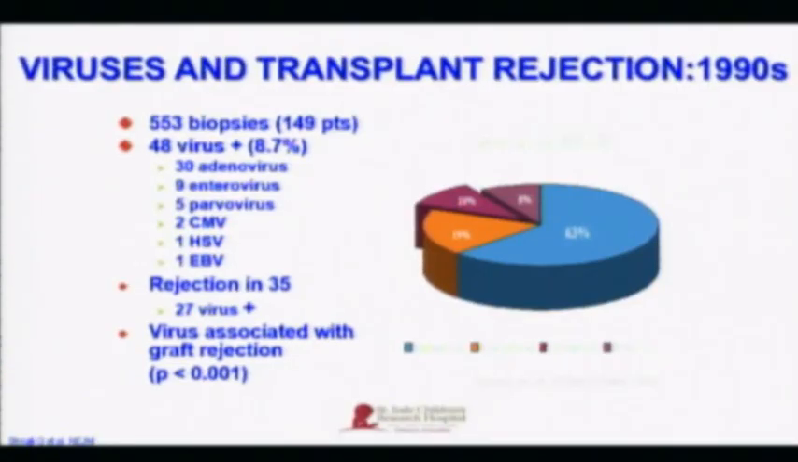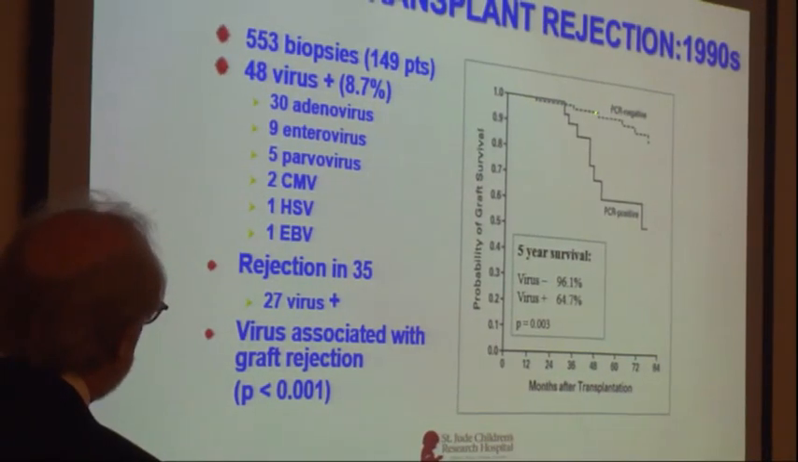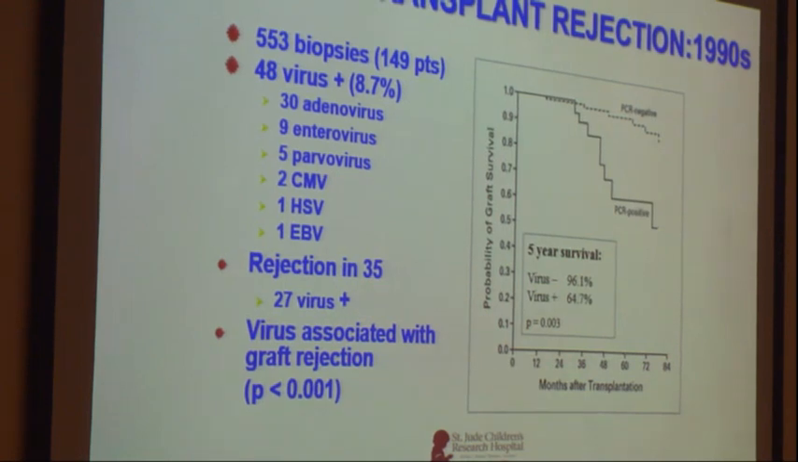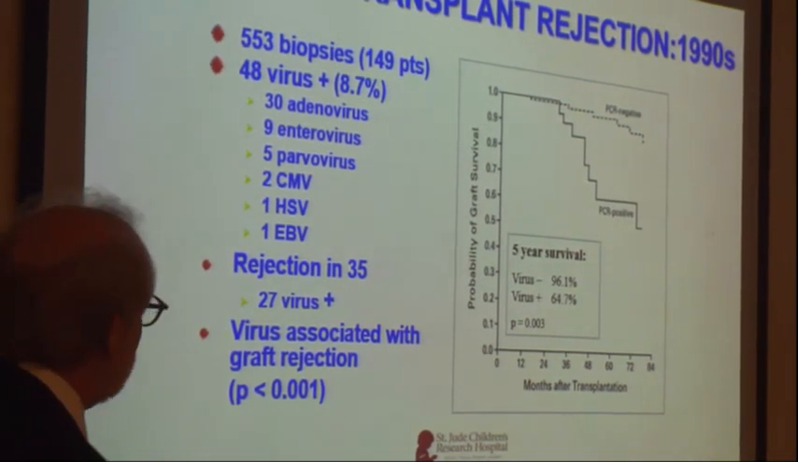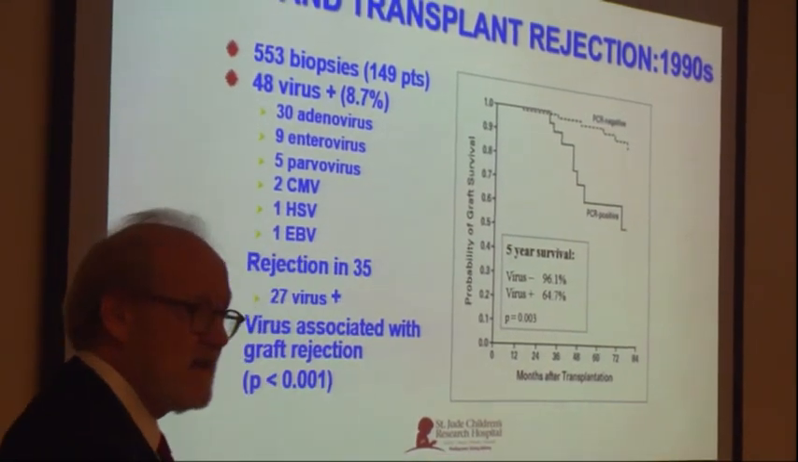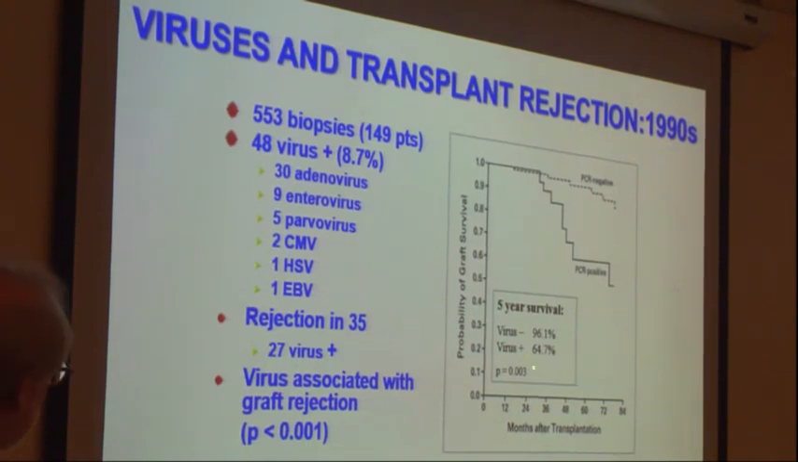So we wanted to know if that meant anything, so we did a Kaplan-Meier survival curve, and here's that survival curve. What I'm depicting here is the months after transplantation and the probability of graft survival. And what you can see here is if you never had a PCR positive result, you had a 95% 5-year survival. Pretty darn good for a post-op transplant patient. If, on the other hand, you were PCR positive, you had a steep decline. So viral negative, 96% survival at 5 years, viral positive, 65%.